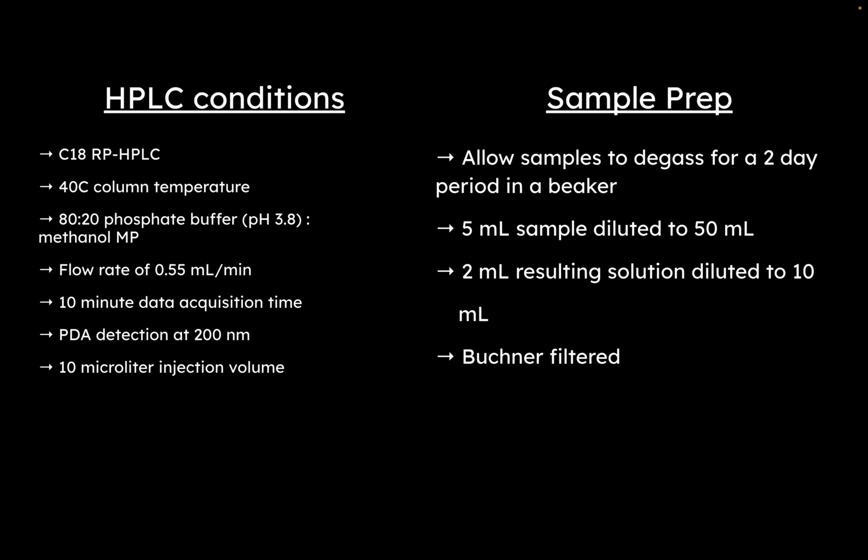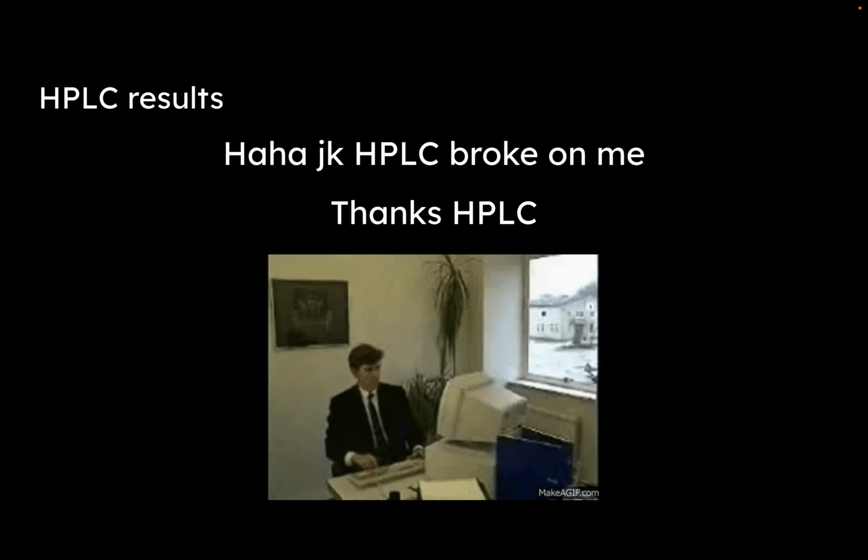But that's okay. You take 5 milliliters of sample, you dilute it in 50 milliliters of your mobile phase, and then we're going to take 2 mL of that solution fully mixed and dilute it to 10 milliliters, and then we're going to put it through a Buchner filtration, so vacuum filtration basically. So that was basically the whole method, but I didn't get any results, and the reason is because the HPLC broke on me.